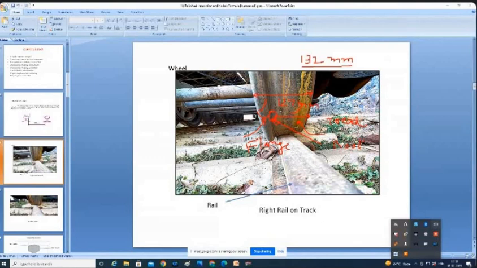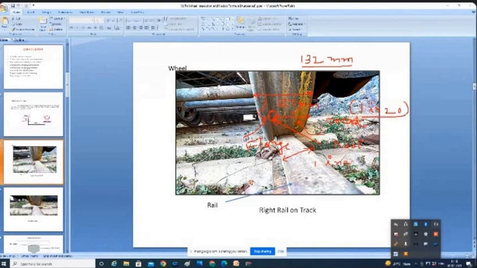Now this tread will maintain a 1 in 20 slope. The tread will not be straight; a 1 in 20 slope will be maintained. Similarly, this rail table also, this is called a rail table, is 1 in 20.